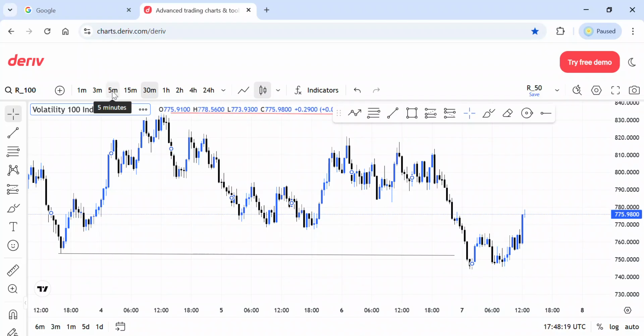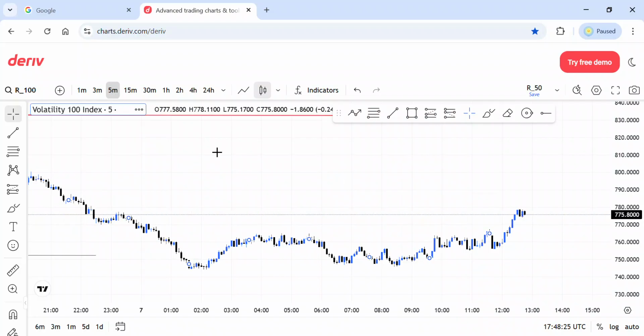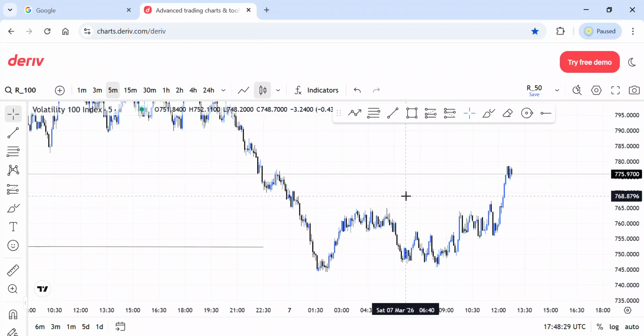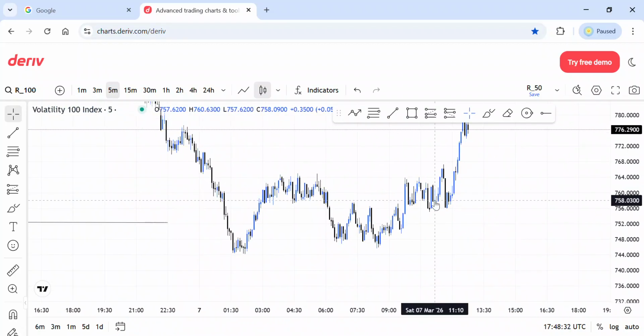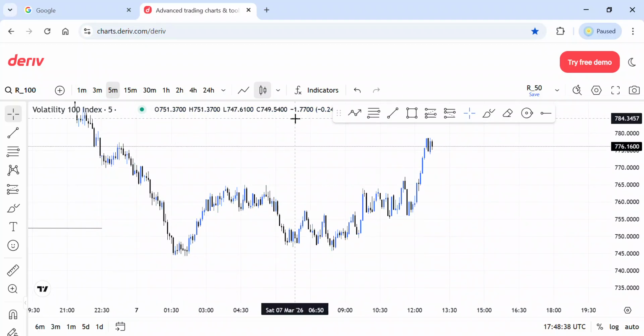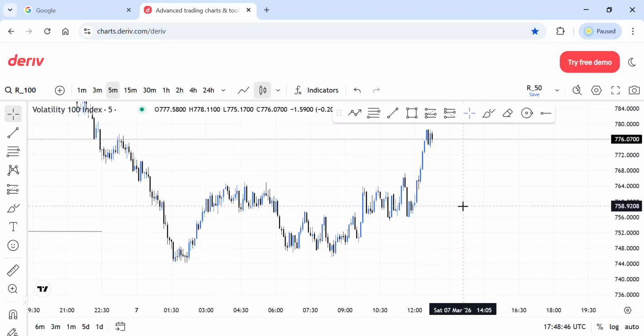I want us to go to a lower time frame. Let's go to 5 minutes and see. I want us to see something on this chart. On 30 minutes and on 4 hours, the market is selling. But on this 5 minutes chart, the market is literally buying. Do you agree with me? If you agree, comment in the comment section that the market is really buying. So the market is really buying on 5 minutes.